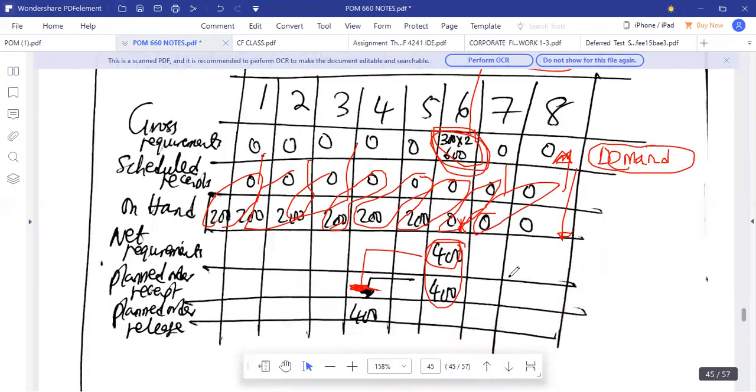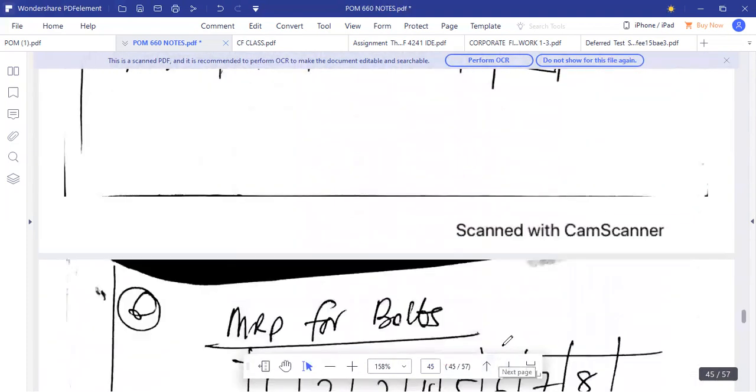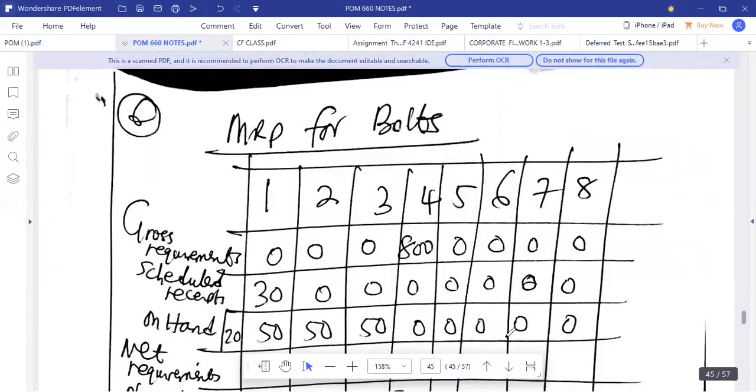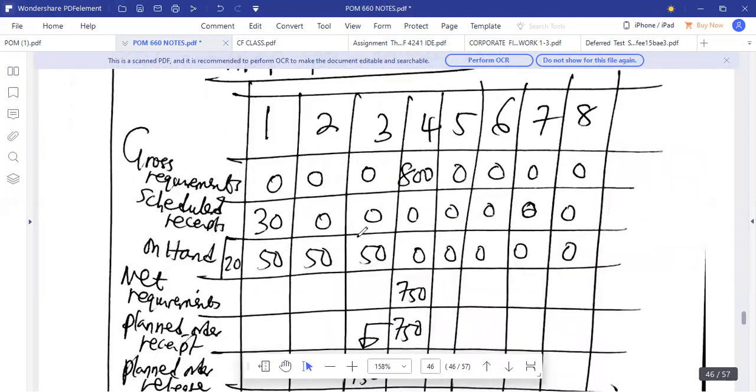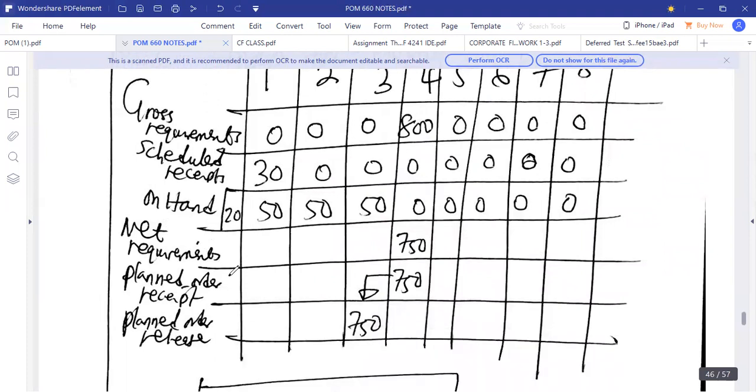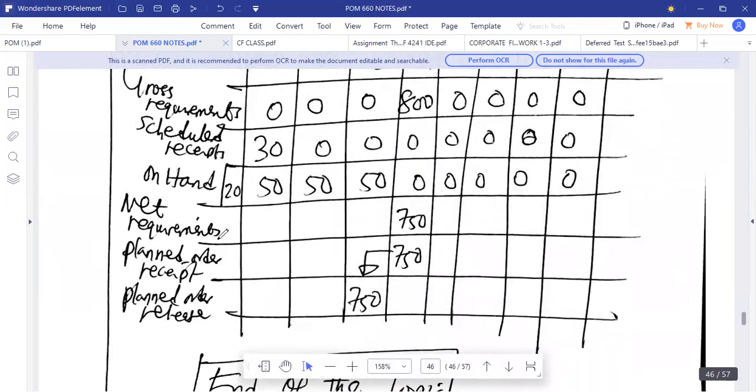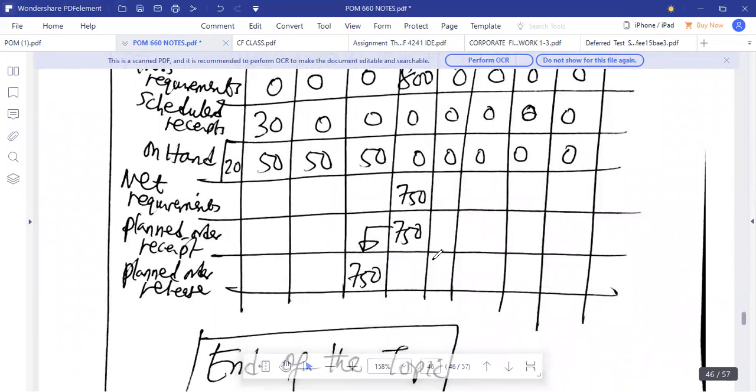Then we move on to the boards, the last one for the MRP. What's important is just the concept. The order is just the same: gross requirement, scheduled receipts, on hand, net requirement, planned order receipt, planned order release. They're just these 6 components that you need to know.